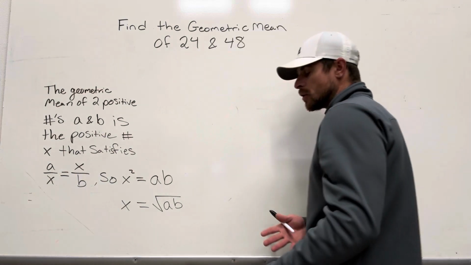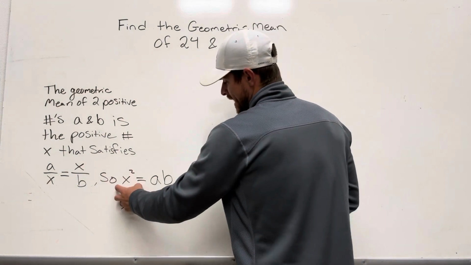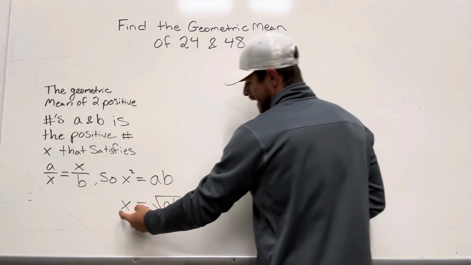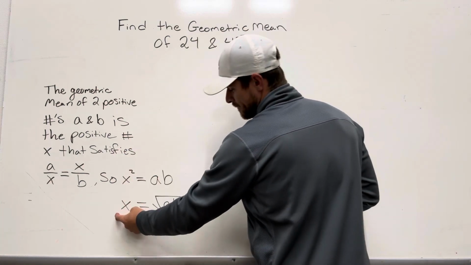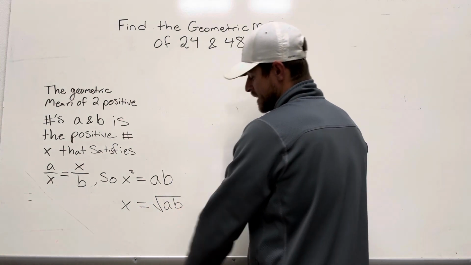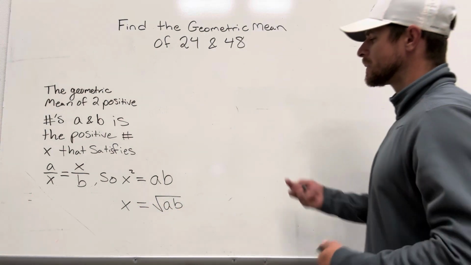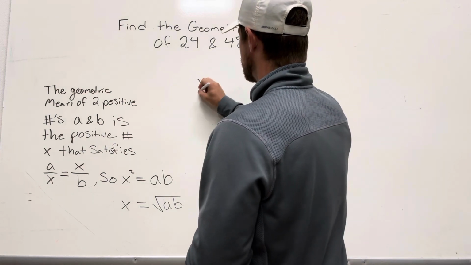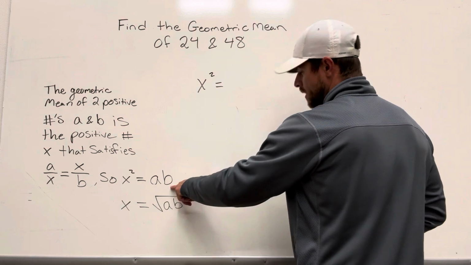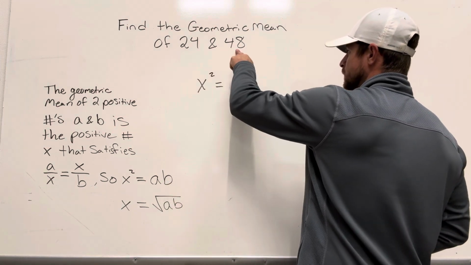All right, so when we understand this, X squared is just those two values multiplied together. And that value that we're looking for, the geometric mean, X, is going to be the root of A times B. So all we have to do for a problem like this is set it up saying X squared is equal to A times B, the product of A and B, so the product of 24 and 48.